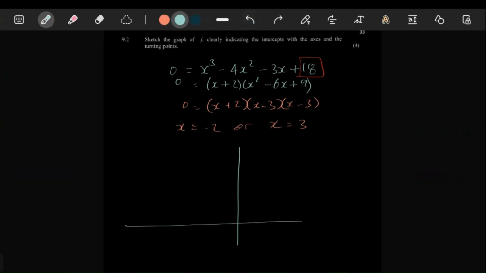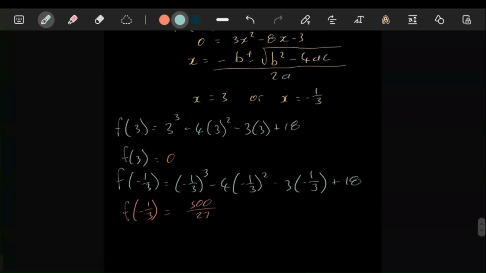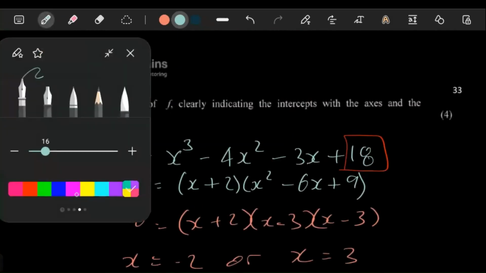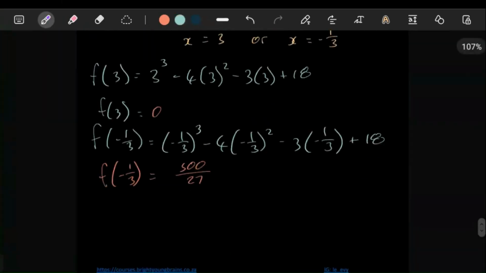Let's do it like this. So this graph is a positive cubic function. Fine. Let's just lay out where our turning points are going to be. 500 over 27. What kind of a number is that one? 500 divided by 27. That's like 18 point something. Okay.